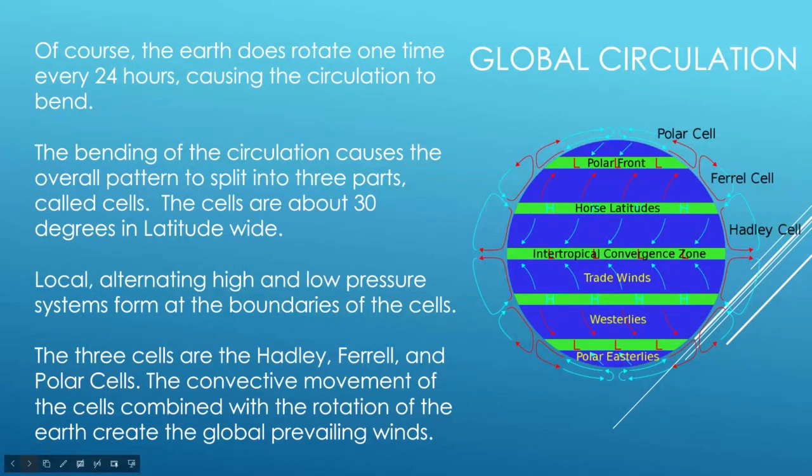So the bending of the circulation again causes the overall pattern to split. Here we're going to have a low pressure system. So what kind of weather is going to be on that permanent low pressure system? Air is rising, so a lot of rain, a lot of thunderstorms. About 30 degrees north, you're going to get generally good weather mostly. In fact, they call that area the doldrums, if you're a sailor. So between 28 to 30 degrees latitude, if you're a sailor, you don't sail there because there's no wind.